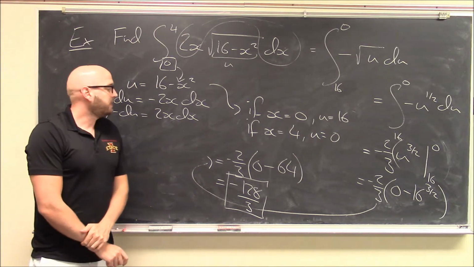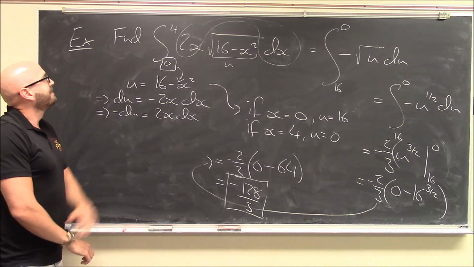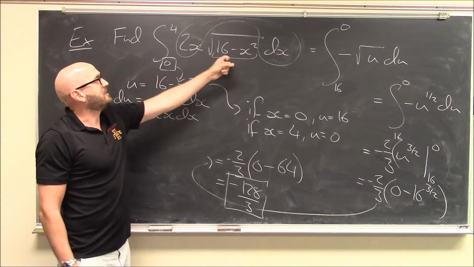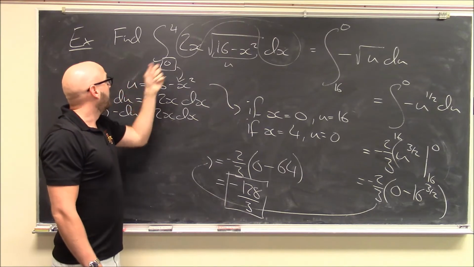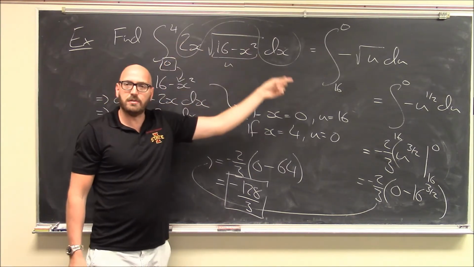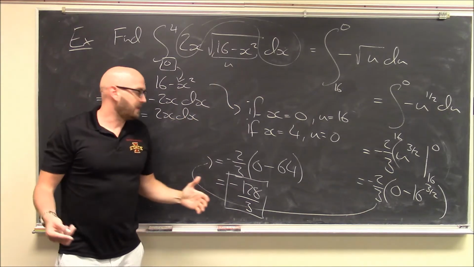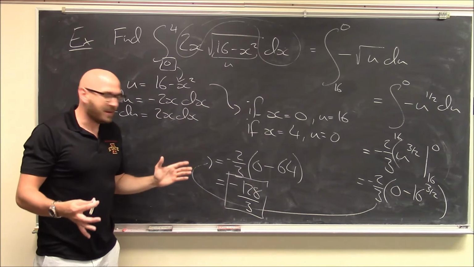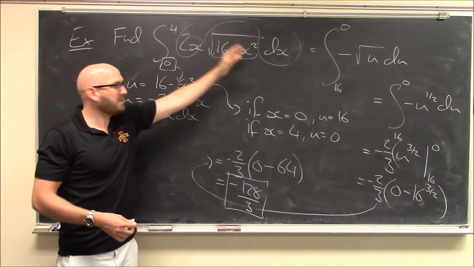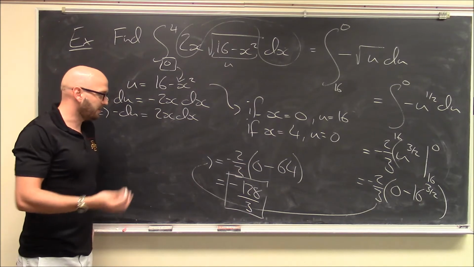Always ask yourself, does your answer look reasonable? Well, I'm finding the area under this function as x goes from 0 to 4. And from 0 to 4, this function is always positive, meaning my area under the curve should be a positive number. Here I have a negative. And I immediately caught that I'd done something wrong because I knew I should have a positive number, and I'm claiming it's a negative. So always ask yourself, is your answer reasonable?